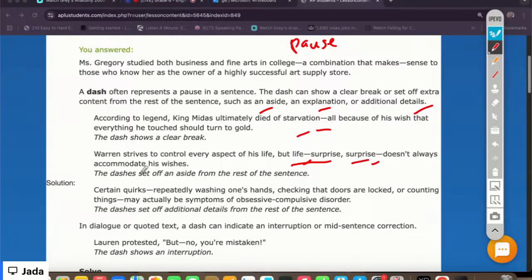All right, so we also have: Certain quirks, then we have a dash, repeatedly washing one's hands, checking that doors are locked, or counting things, then we have a dash also here, may actually be symptoms of obsessive compulsive disorder. Now, this dash sets off additional details from the rest of the sentence. So this dash is literally just giving us extra information. So, you need to be able to note the dashes and their differences. Okay, so the clear break, the aside, and also the additional details, right?